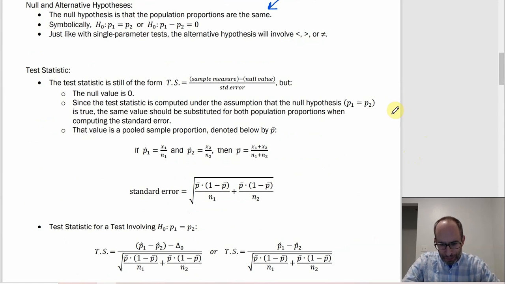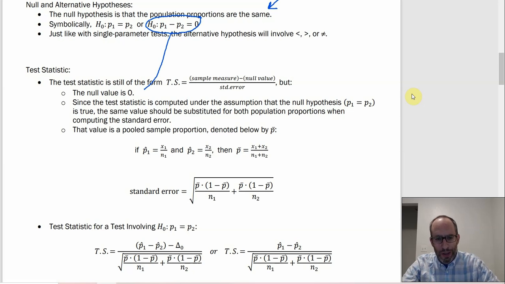The test statistic, it's the same general setup as before. So sample measure, which I guess here would be P1 hat minus P2 hat, minus the null value over the standard error. The null value is 0 because, so basically it's this right up here. It's that version of it. That's where you get that the null value is 0. Because then P1 minus P2, if you're viewing that as the parameter, then that's what the null hypothesis says it's 0. So then the test statistic would be computed under the assumption that that's true. So right, you're going to sub your null value right in there.